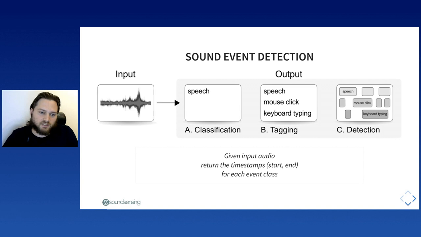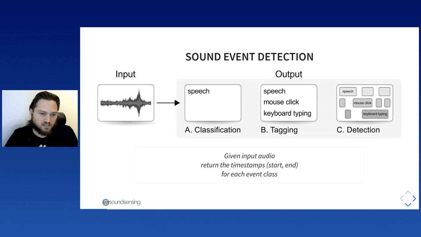However, in tagging, you allow the same clip to get multiple labels. So for example, a clip might contain both speech and mouse clicks and also keyboard typing if it is in an office environment, for example. And in detection, which is what we will talk about today, you have precise time information. So that's what separates detection from these other tasks. So not just knowing that in this 10 seconds of audio, there are these classes, but knowing exactly at what times we have the different events represented.